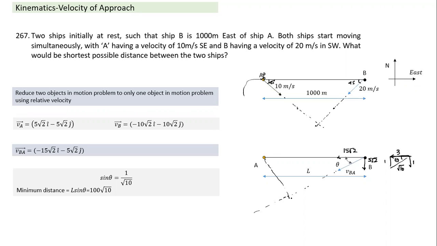And if you have to find how much distance it has to travel till it reaches the point of minimum distance, that is equal to L cos theta. And the time taken to reach that point will be equal to L cos theta divided by VBA. So all this part we can solve.